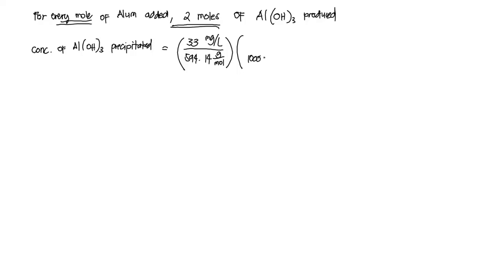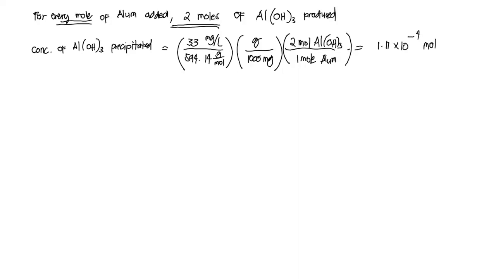Then we need to convert milligrams into grams, so 1,000 milligrams is equivalent to 1 gram. And for every mole of alum, we have 2 moles of aluminum hydroxide. So it's equal to 1.11 times 10 raised to the negative 4 moles per liter for the concentration of aluminum hydroxide.